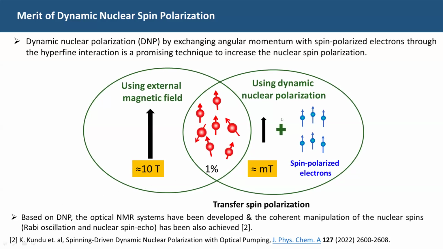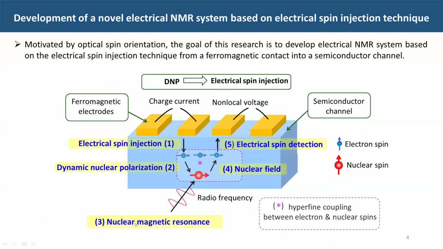Based on this idea of dynamic nuclear polarization, this group succeeded in developing an optical NMR system, and coherent manipulation of nuclear spin has also been observed, such as Rabi oscillation and the nuclear spin echo. Motivated by this, instead of using optical spin pumping, my talk today is dedicated to electrical spin injection. What does it mean?